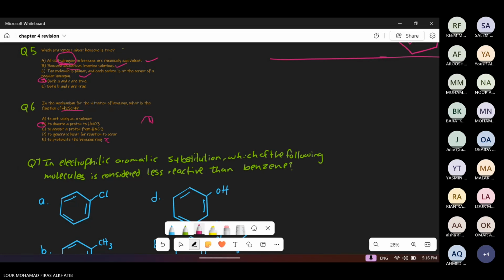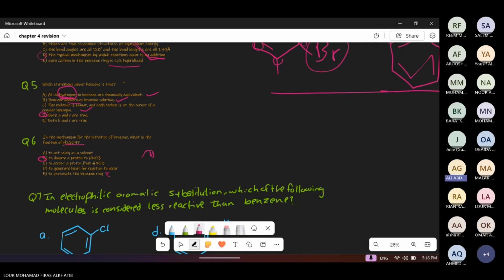Can you repeat question 5? Yes. Why are the hydrogens in benzene chemically equivalent? Of course. How do we know the structure of benzene to be this, right? Where are the hydrogens? The hydrogens are bonded to all the carbons in the benzene ring, right?